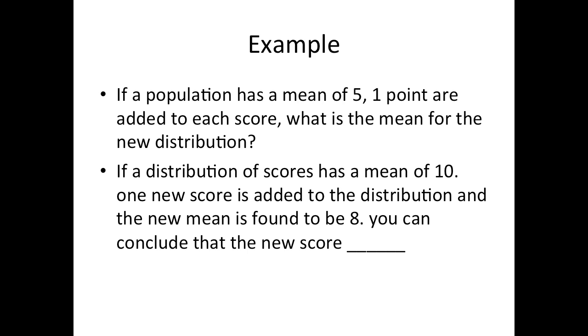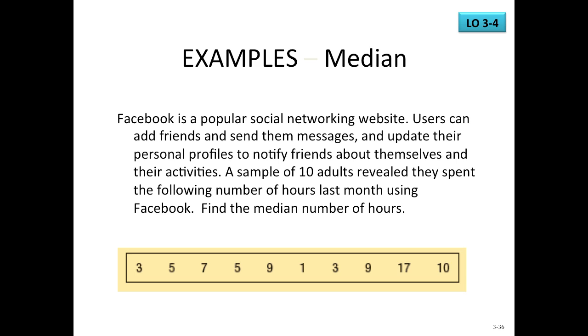If a distribution of scores has a mean of 10 and 1 new score is added to the distribution and the new mean is found to be 8, you can conclude that the new score was below the mean. If you knew the number of scores in this distribution, you could figure out what the actual new score was, but without knowing that, you can't say anything other than it's less than what the mean was.